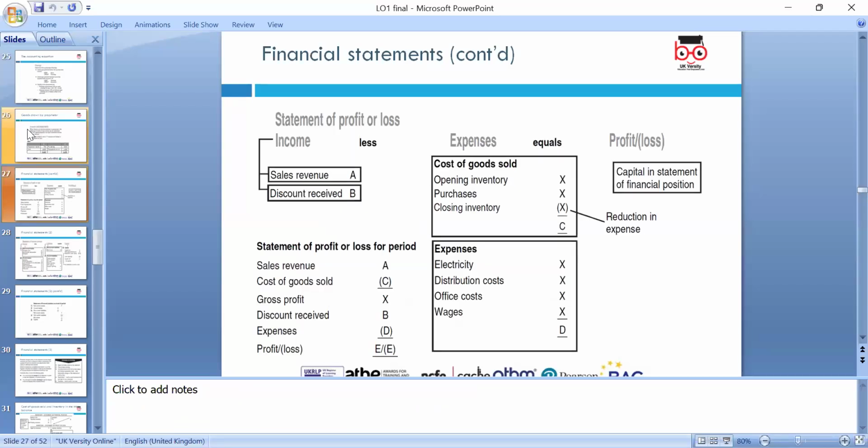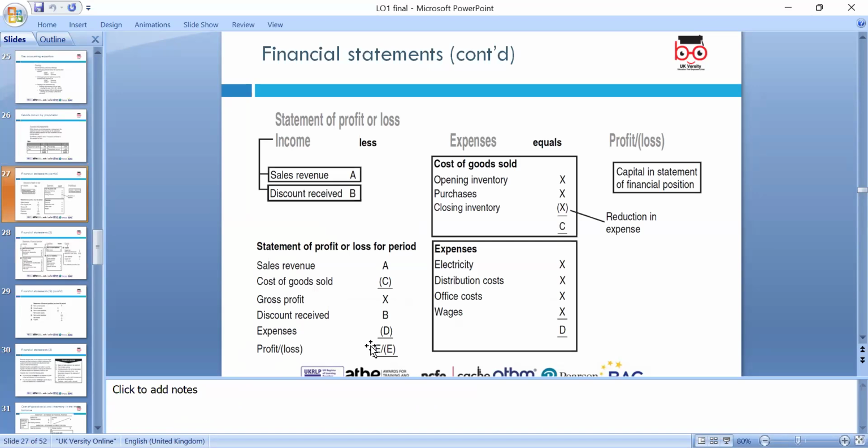Okay, this is the sole trader statement, where we look at the sales revenue, please. If you have the discount received, there can be other income. Then look at the cost of goods sold: opening inventory plus purchases minus closing inventory. Sales revenue minus cost of sales equals gross profit. If you have discount received, that's other income, minus other expenses.